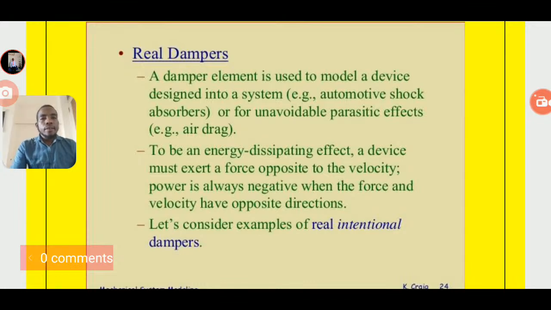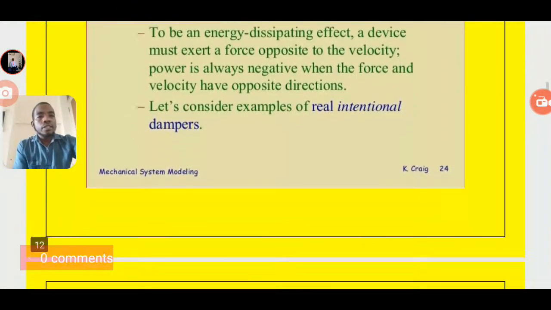So here, power is always negative when the force and the velocity have opposite directions. When the force and the velocity have opposite directions, is the power positive or negative? It is negative. Okay, so let's consider examples of real translational dampers.